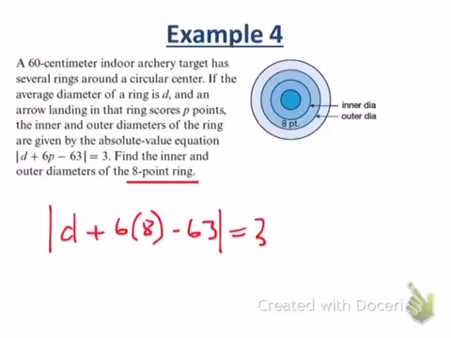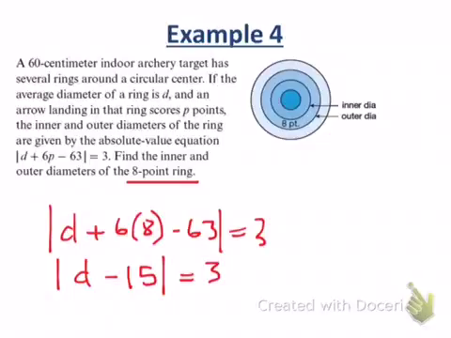Is that correct? D is 18. You substituted it for points. Scores points, P points. So it's 8 points, so we plug in 8 for P. So that gives us 48 minus 63, which is negative 15.